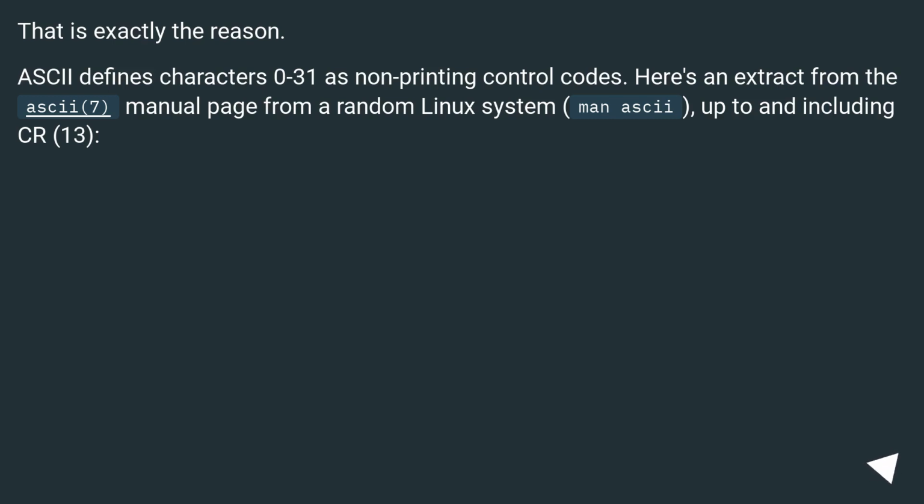That is exactly the reason. ASCII defines characters 0 to 31 as non-printing control codes. Here's an extract from the ascii(7) manual page from a random Linux system, man ascii, up to and including CR 13.